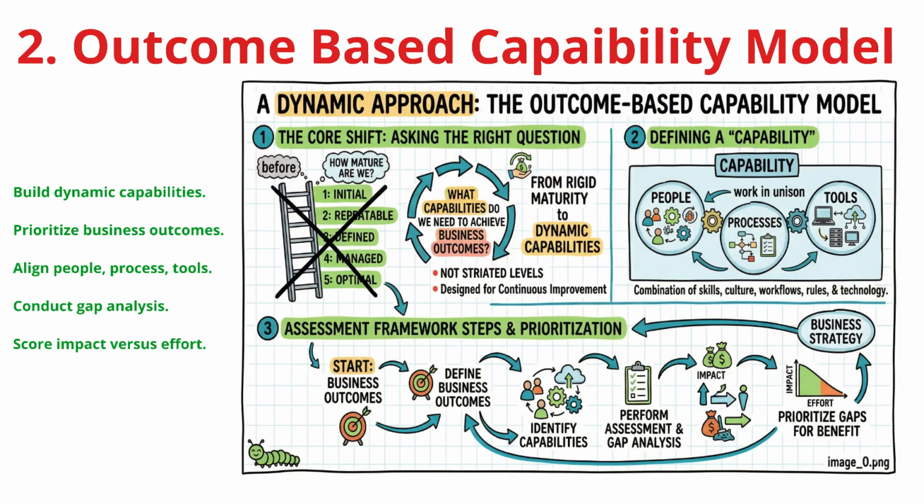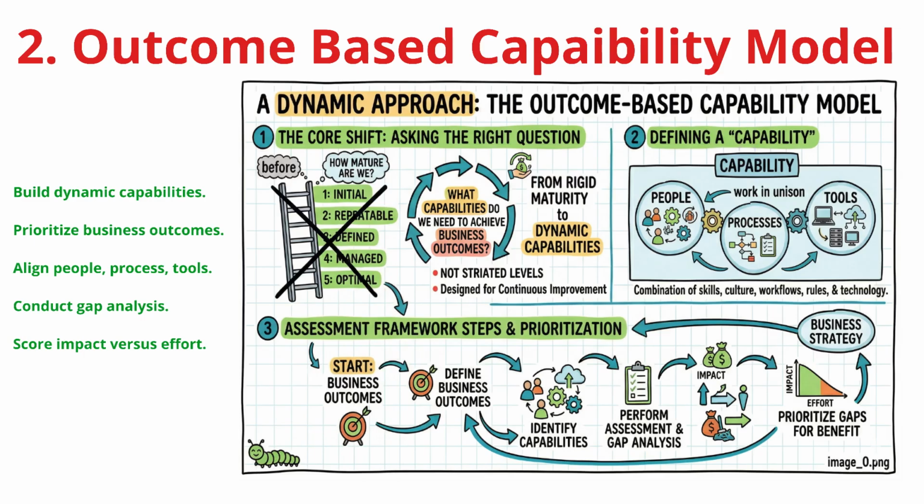So, what is a capability? It's the powerful unison of people, processes, and tools. The combination of skills, culture, workflows, and technology all working together. The new assessment framework isn't just about identifying these capabilities. It adds a prioritization schema to ensure you don't waste time fixing everything at once.